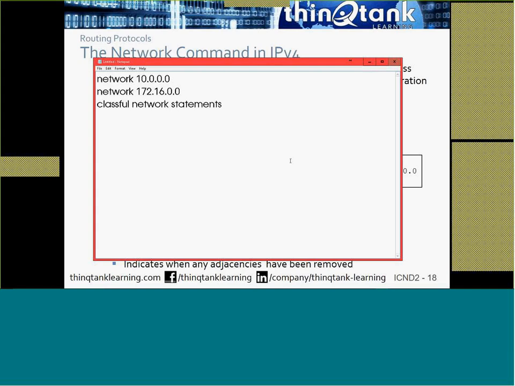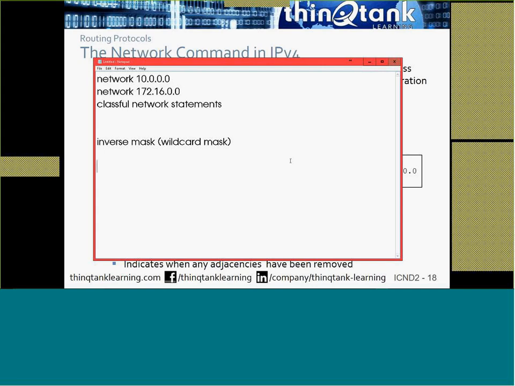But in EIGRP, we also have the ability to create network statements that are scoped. In other words, that include some interfaces but don't include other interfaces. And we do that by using something called an inverse mask. Some people call it a wildcard mask, but that's not completely correct, because unlike access lists where the bits can be anything, in network statements they have to be consecutive zeros followed by consecutive ones. So you can't just put ones and zeros indiscriminately across the mask.